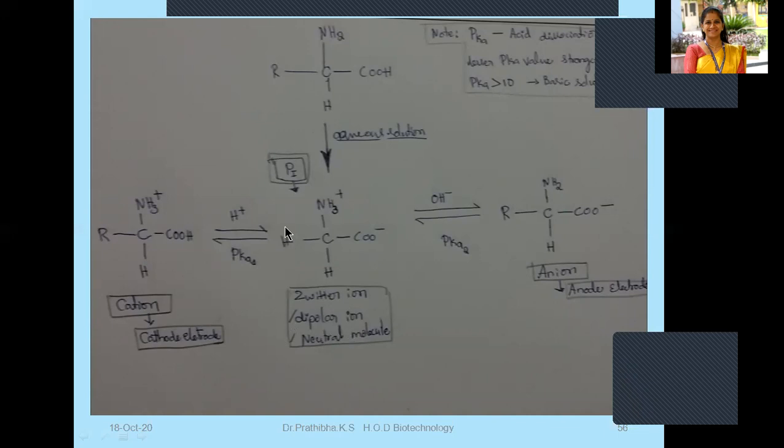In the acidic medium, when I increase the pH, what happens here? This proton will be accepted by the COO minus and become COOH. The NH3 plus will not accept, it is positive, right? It will reject. So this COO minus accepts the proton and becomes COOH. Overall, it is carrying a positive charge, a cation, that is, it will move towards the cathode electrode.